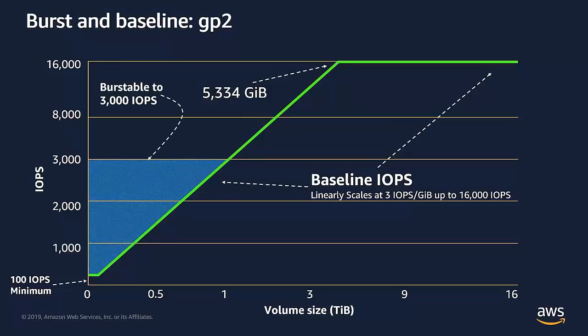Volumes less than 1 terabyte in size can burst to 3,000 IOPS, and small volumes have a 100 IOPS minimum baseline. For example, a 300 gigabyte volume has a baseline of 900 IOPS but can burst to 3,000 IOPS for a period of time. But how long is that time?